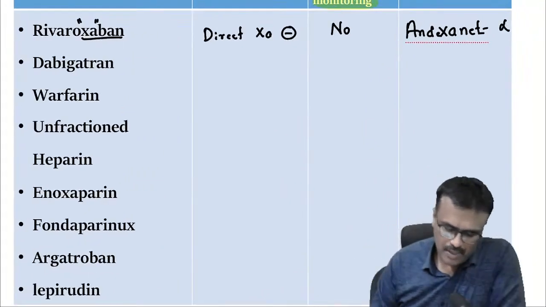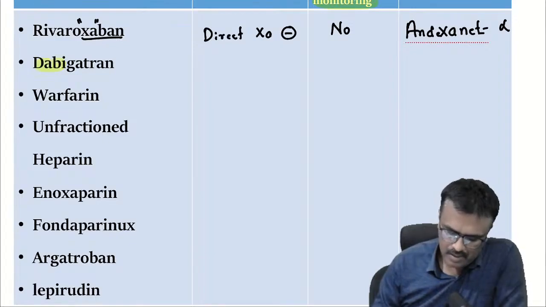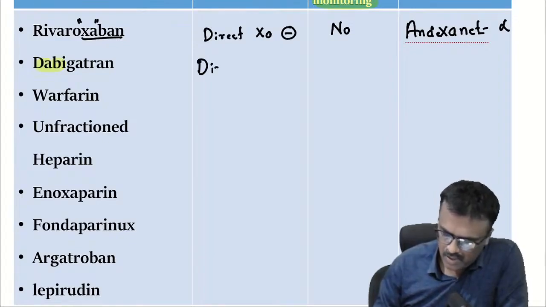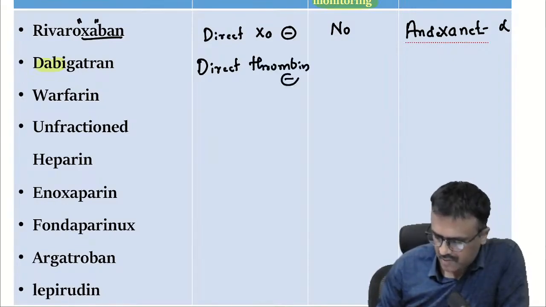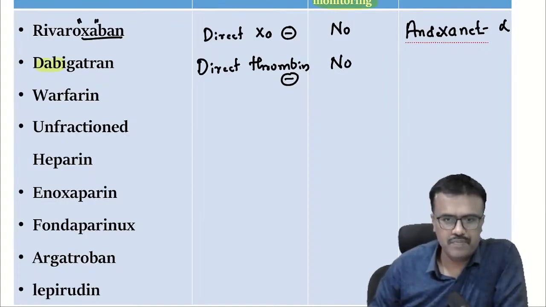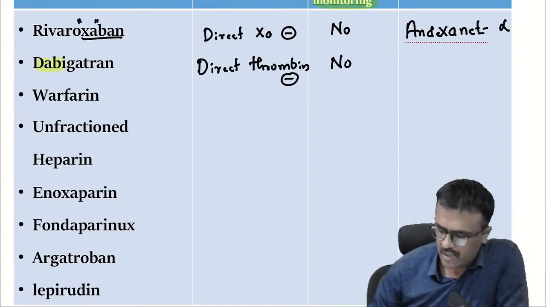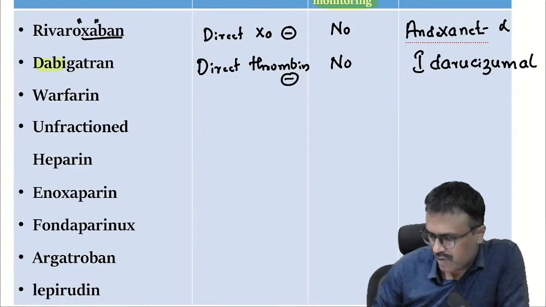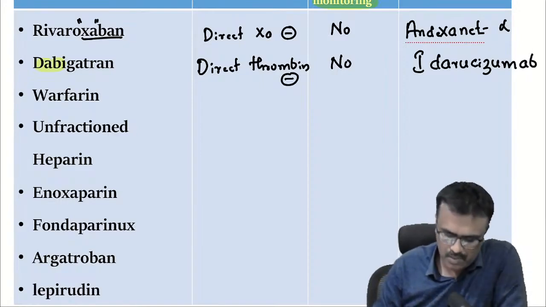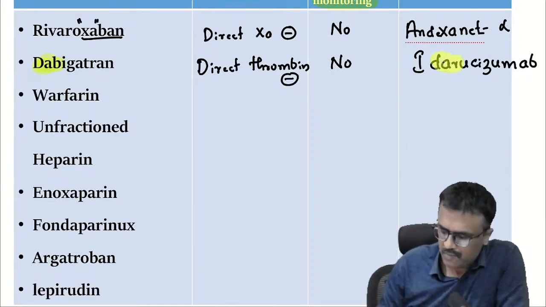Moving on to dabigatran. Dabigatran is a direct thrombin inhibitor. Does it require routine monitoring? No. What is the antidote? The antidote is idarucizumab. So it's a monoclonal antibody for dabigatran. So dabi matlab daru.